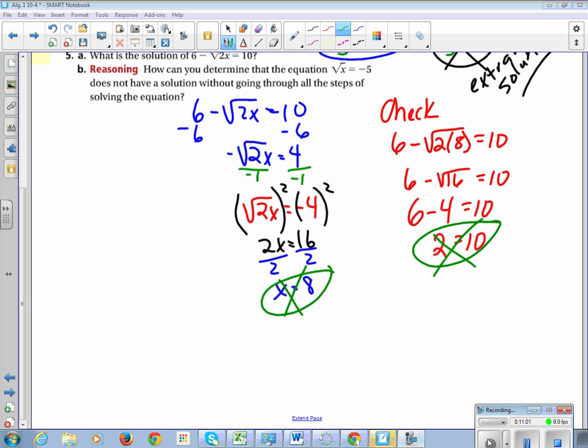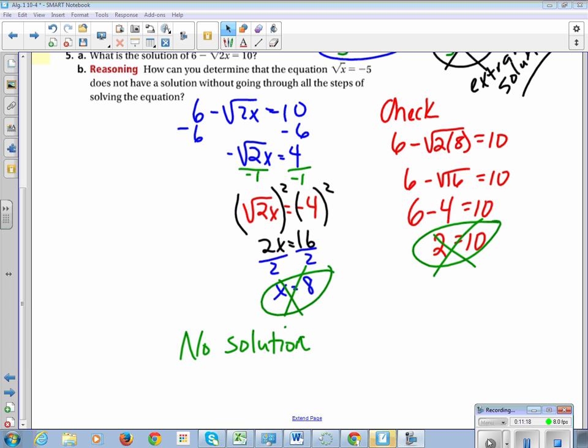We have no alternatives to test on this. So guess what? There is no solution. When your only solution does not work out, then there is no solution.